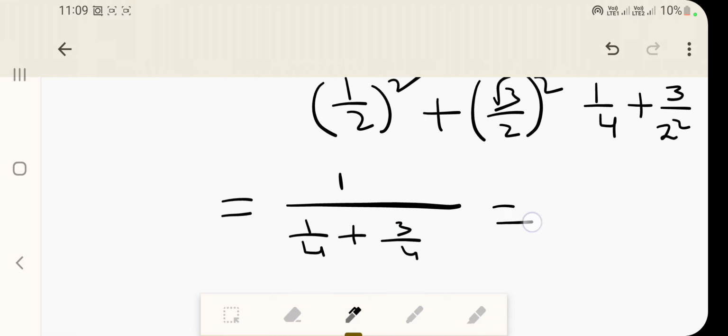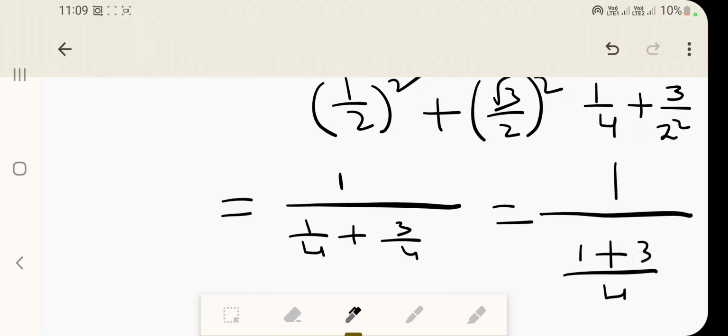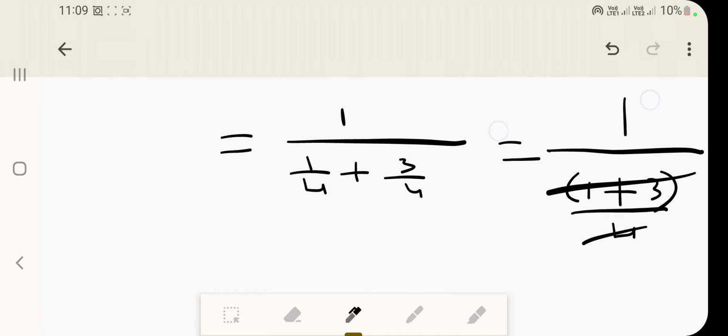So you have to take the LCM for the denominator here. The LCM of the denominators is 4. So 1 plus 3 is 4. 4 will get cancelled. 1 by 1, we get 1.